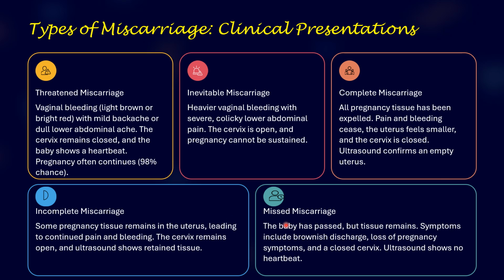Okay, and in missed miscarriage, the baby has passed, it means it has expelled, but the tissue has been remaining. See here in incomplete miscarriage, here also there is pregnancy tissue remaining. Here also the tissue is remaining. The symptoms include brownish discharge, loss of pregnancy symptoms. Here the symptoms are lost, whereas the pain continues here in incomplete miscarriage. Okay, and the cervix is closed here, whereas the cervix in incomplete miscarriage is open. Okay, and the ultrasound also shows no heartbeat in missed miscarriage.